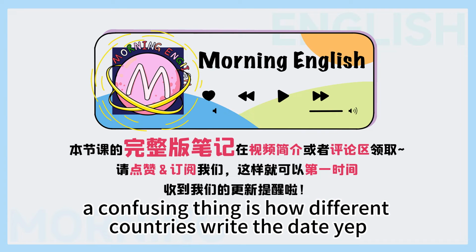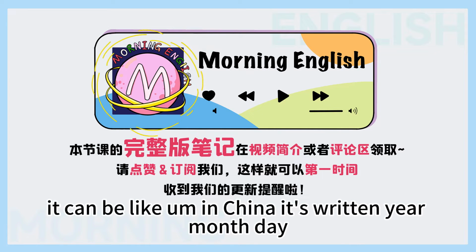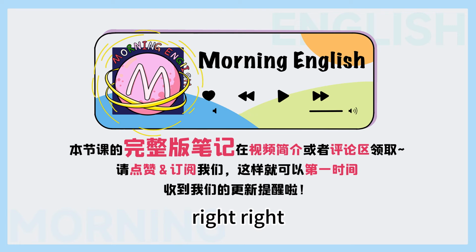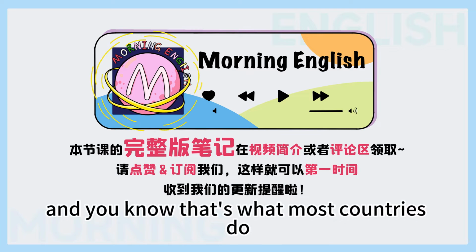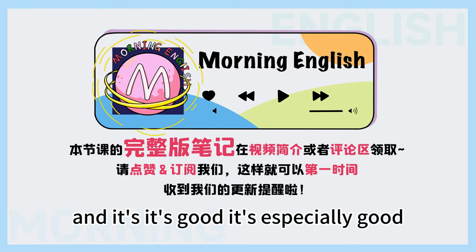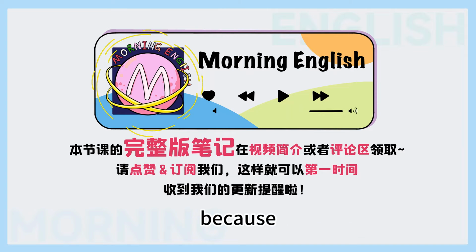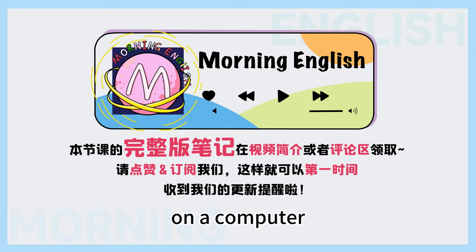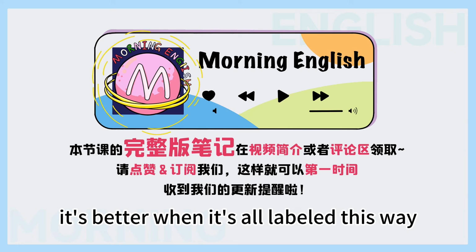A confusing thing is how different countries write the date. Yeah, it can be. Like in China, it's written year, month, day. So today is 2019 11月10号 right? Right. And, that's what most countries do. And it's good. It's especially good because it's the most computer friendly. To organize files by date on a computer, it's better when it's all labeled this way.